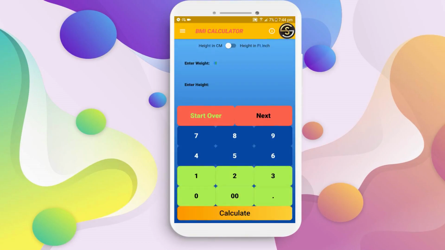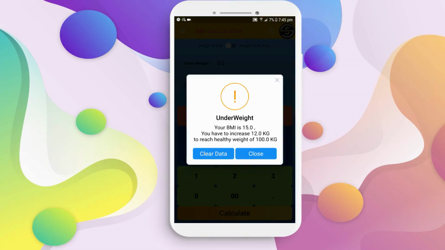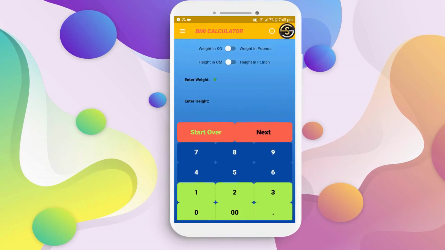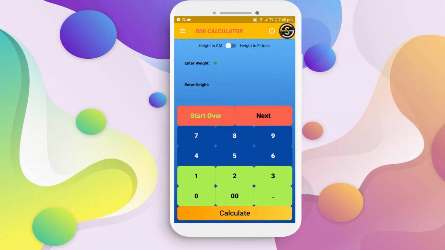Let's take a person having weight 60 and height of 200. This person is underweight and needs to gain a certain amount of weight to reach a healthy weight, which is also stated in this BMI pop-up. This will help all the users of this application to maintain a healthy lifestyle and take note of their health condition.